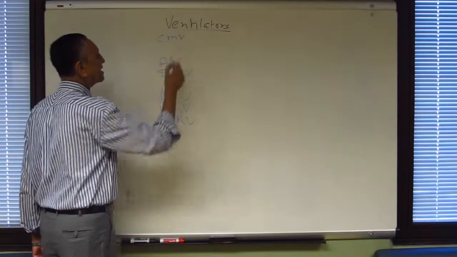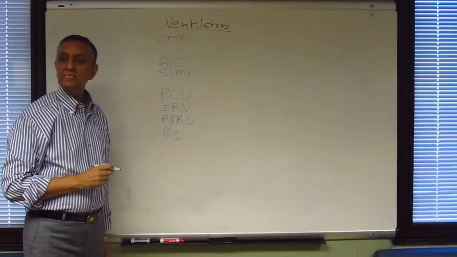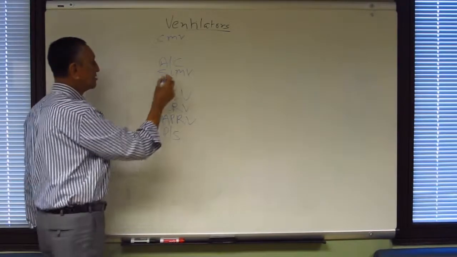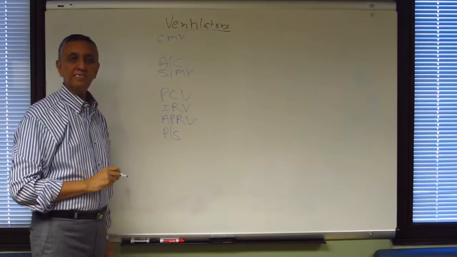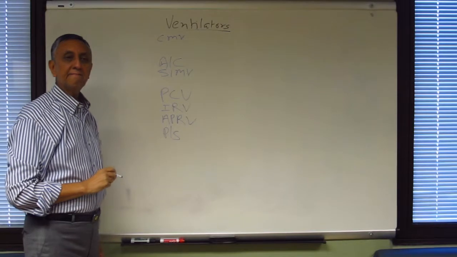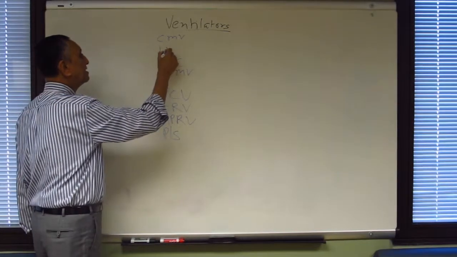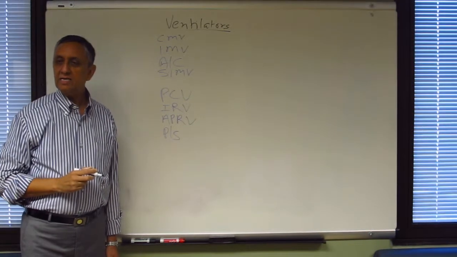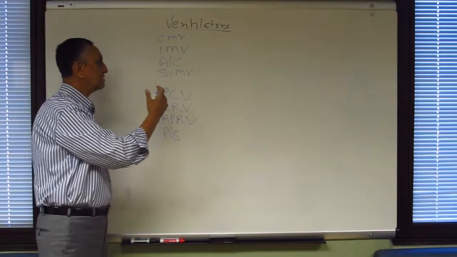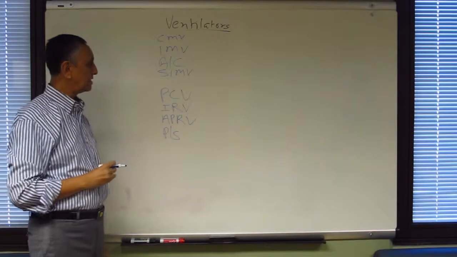CMV was something that came about first. SIMV. But before SIMV, what was it? From CMV, it became IMV. And then IMV led to SIMV.